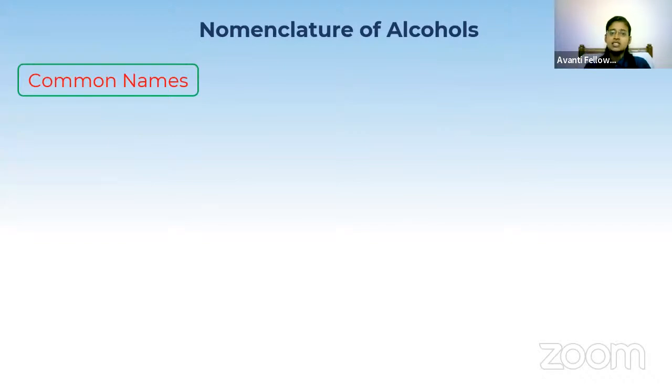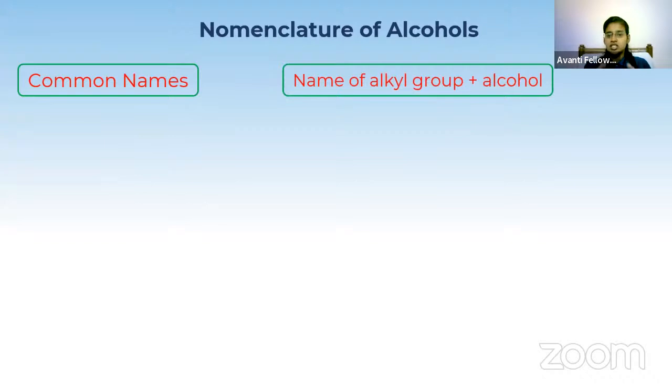The skeletal structure for the common name is: first you write the name of the alkyl group, and then you add alcohol to it. For example, if I have CH3OH, what is the name of this CH3 which is an alkyl group? If I have only one carbon in the alkyl group, then it is called methyl, right? So CH3 is called methyl.